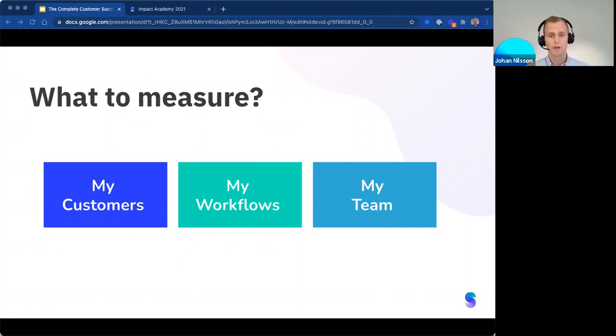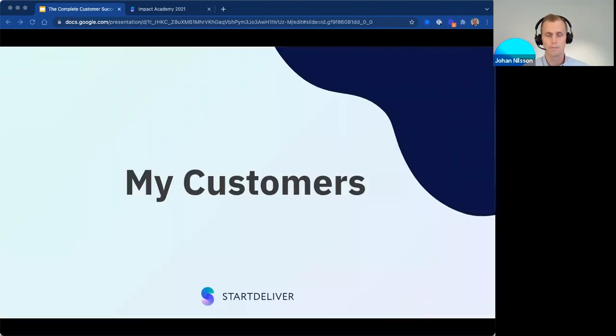And I see this sometimes being mixed up, and of course there are clear links between these, but I think it's quite good to separate them to simplify also, to make sure that we can cover some things for each box here. So my customers, my workflows, my team, and in the end, of course, my company. So we will dig into these and try to clarify what can you measure efficiently in each box, starting off with my customers.